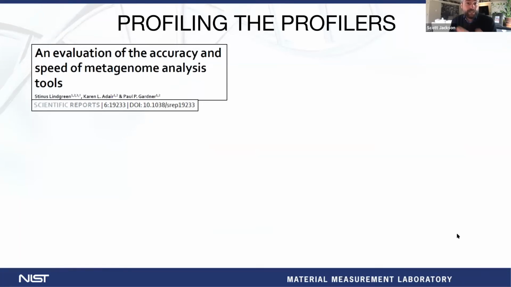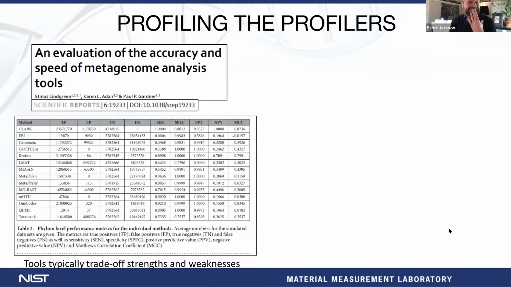Profiling the profile. So which of these taxonomic profiling tools work the best? There have been a number of benchmarking studies that have been performed. One that I like to point to is this one by Lindgreen and Gardner. Where they looked at this list of different taxonomic profiling tools. You can see on the left, Clark, EBI, Gotcha, et cetera. And they looked at different performance metrics like number of true positives, false positives, true negatives, false negatives, sensitivity, specificity, positive predictive value, negative predictive value, on and on.